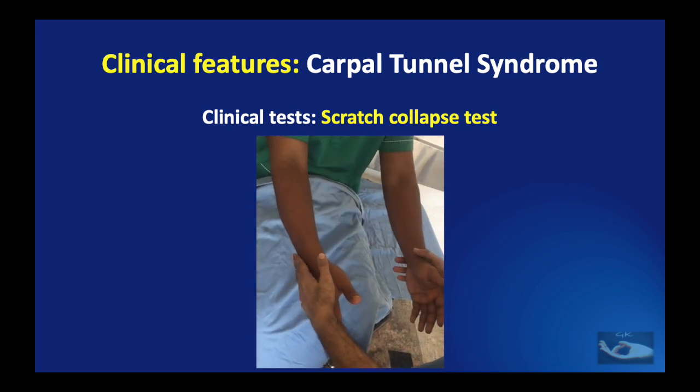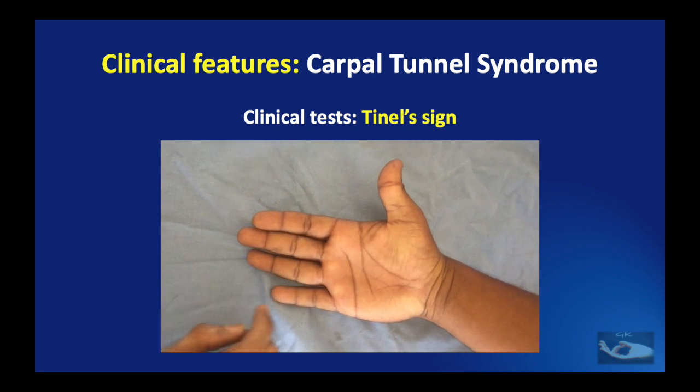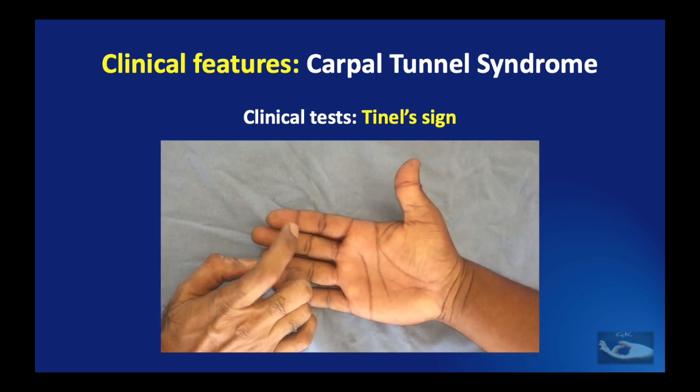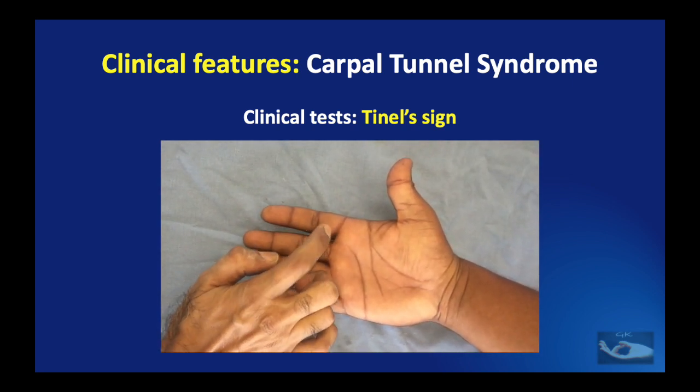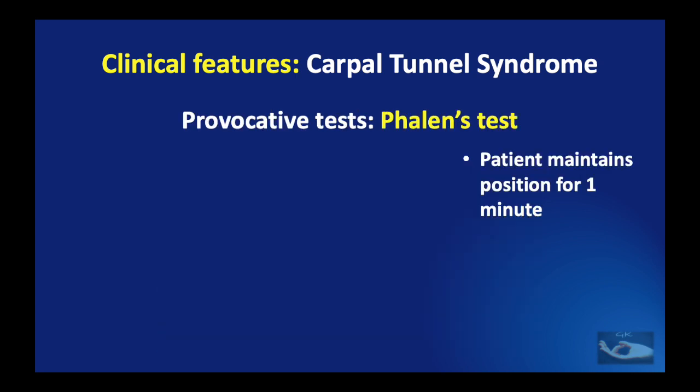collapse of the arm. The Tinel sign can also be elicited by gently percussing over the median nerve at the carpal tunnel. It is positive when the patient describes an electric shock sensation in the median nerve distribution. It is less specific when compared to the scratch collapse test. The Tinel sign is elicited by tapping gently from distal to proximal along the course of the sensory branches of the median nerve. Certain provocative tests can be done to bring out the compression of the median nerve at the level of the carpal tunnel.